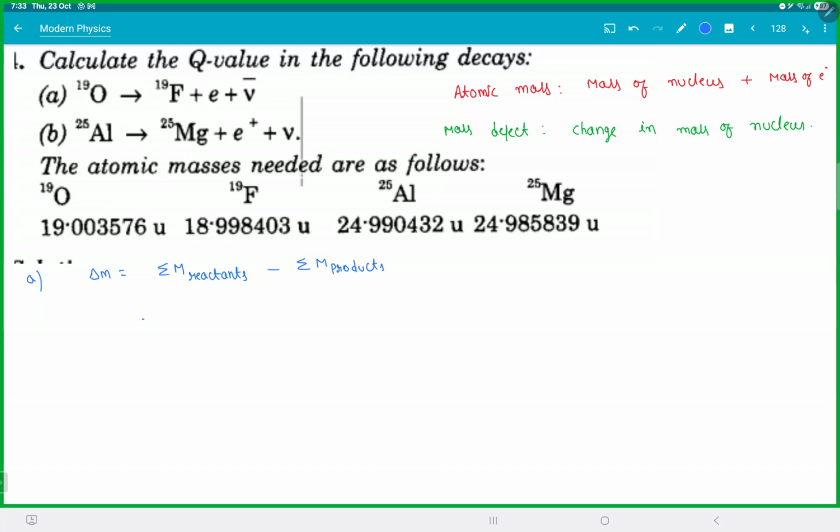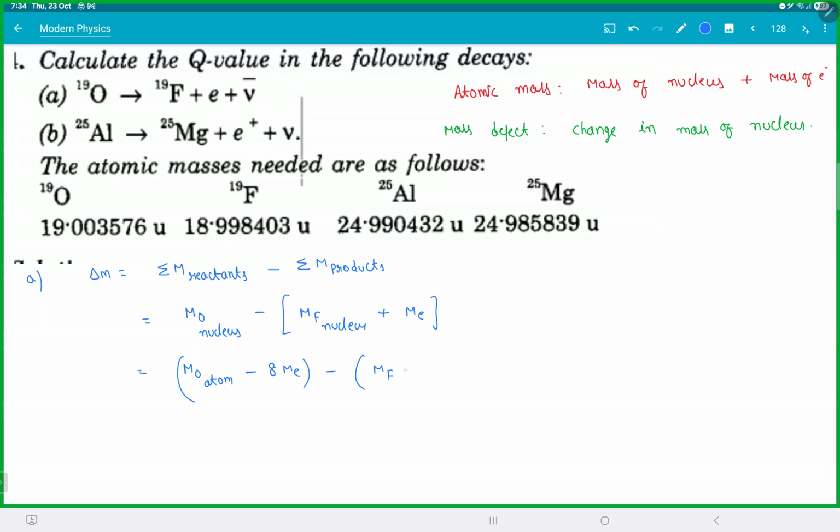Again, mass of reactants of what? Of nucleus. That means for the first reaction, you can see oxygen becomes fluorine plus an electron. This is mass of oxygen nucleus minus mass of fluorine nucleus. But if you see the values there, these are atomic masses. Meaning, these masses also include the mass of electrons. So how to get the mass of a nucleus? Mass of oxygen atom minus, and oxygen has 8 electrons, 8 m_e.